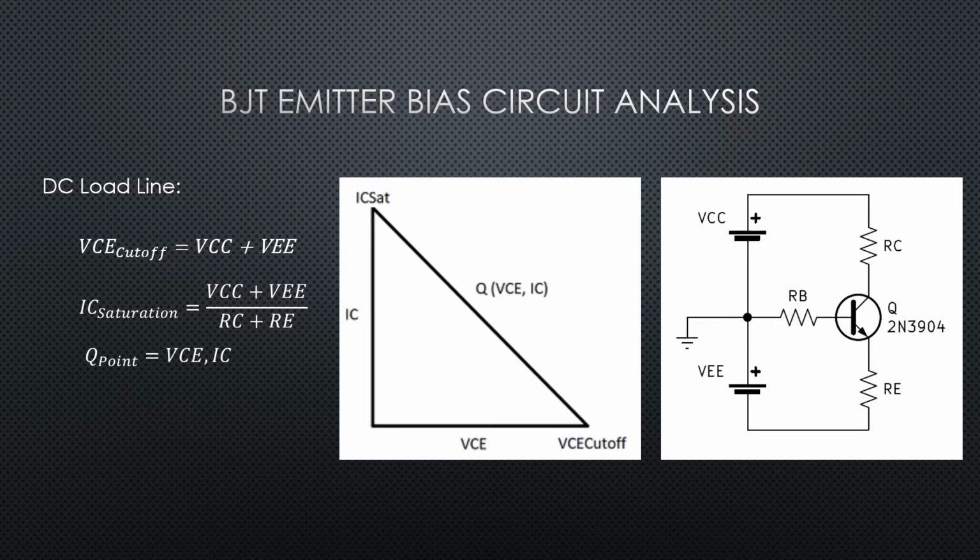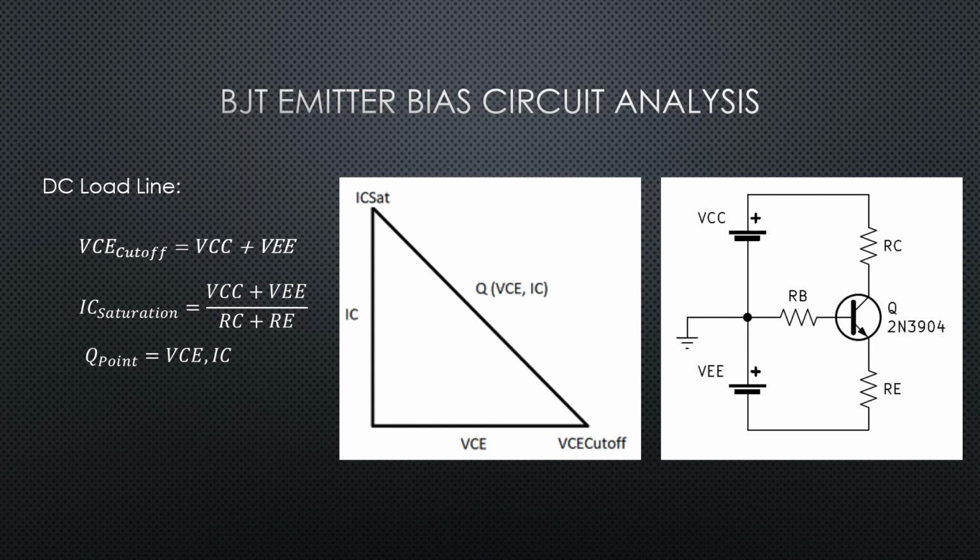And then saturation is the same thing or very similar. Now the transistor is acting like a short, and so we have that full potential across the collector resistor and the emitter resistor, and so our IC saturation would be VCC plus VEE divided by RC plus RE. So that's a little bit different because we've got two supplies in the circuit. And then our Q point is the same as before. It's our VCE and IC point.